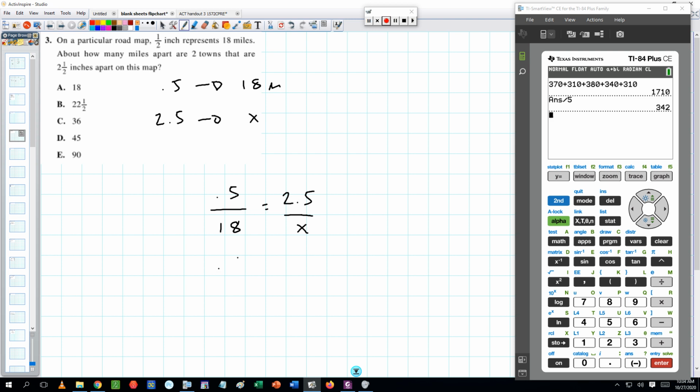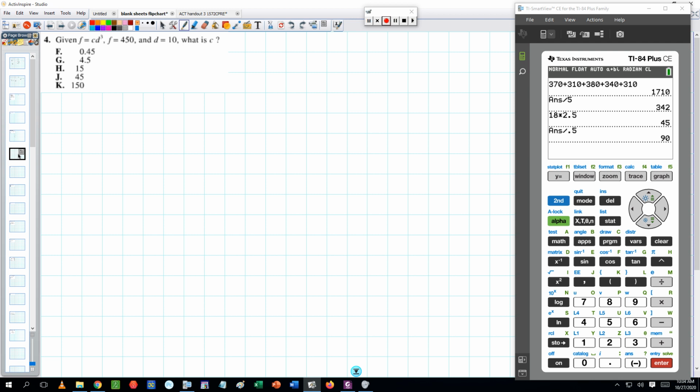I'll cross multiply. 0.5 goes with the X. 18 goes with the 2.5. 45. I'll divide both sides by 0.5. I get X is equal to, divide that by 0.5, I get 90. Our answer is E.